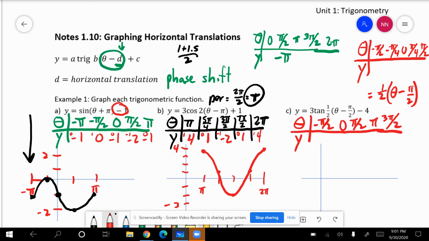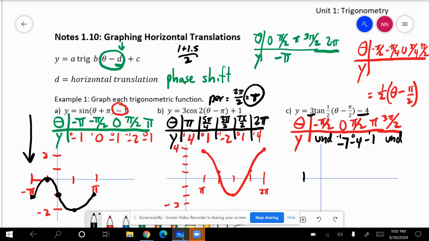Now, if we're looking at our values, notice that what we're doing is multiplying by 3 and subtracting 4. With tangent, it starts undefined and it ends undefined. We have negative 1, 0, and 1. So if we plug in a negative 1, that's negative 3, minus 4 is negative 7. If you plug in a 0, we get negative 4. If we plug in a 1, we get negative 1.